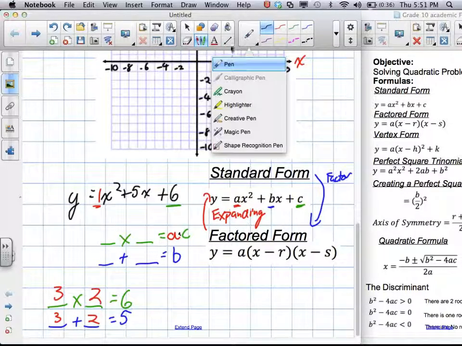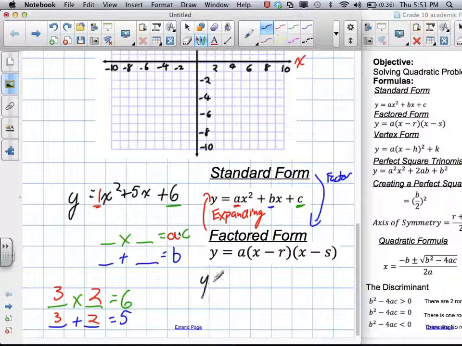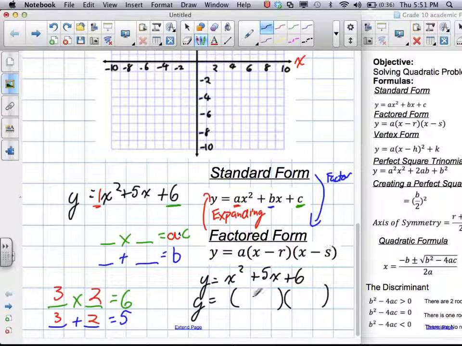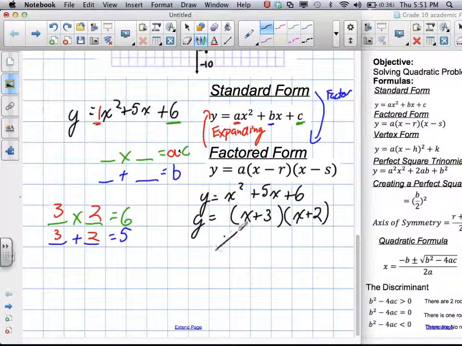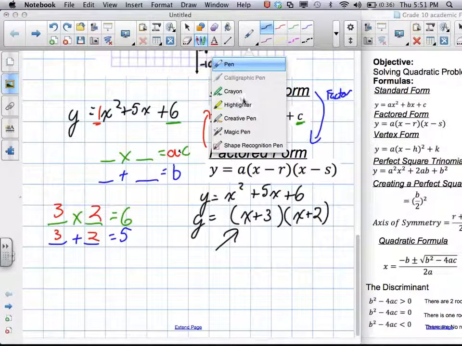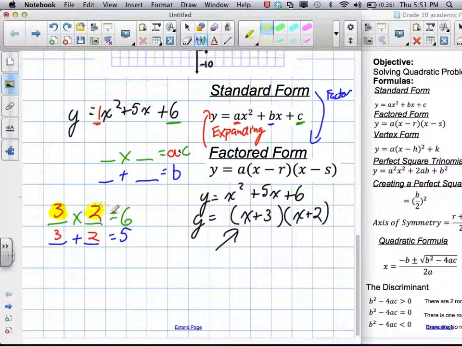So now we just jump straight into our factored form. I'm going to rewrite our question above: y = x² + 5x + 6. And now y is equal to, we have our brackets, and they use an r and an s. We're just going to replace those r and s. We put x as the first term in each, and plus 3 in one of them, and plus 2 in the other. So this will be our factored form. Okay, so we did that style of factoring. We took the 3 and the 2, and they become the second terms in each bracket.